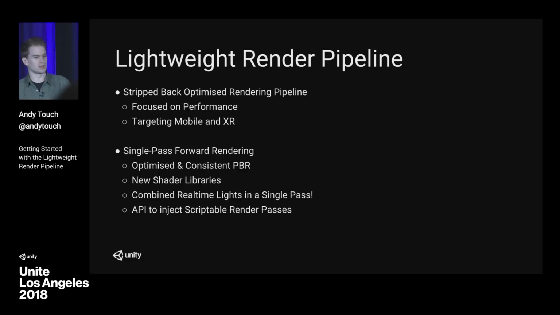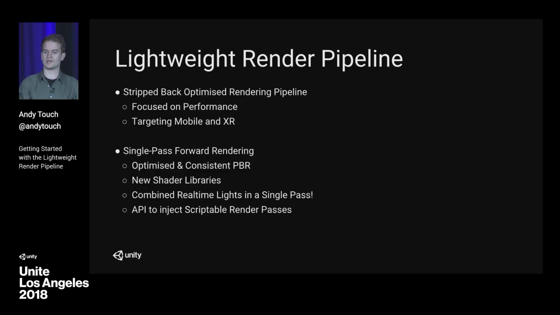At a high level, the lightweight render pipeline is a stripped-back, optimized rendering pipeline focused on performance and targeting mobile and XR. But it's also capable for pretty much every other platform, like console and things like that. It's a single pass forward renderer, and it's optimized in consistent PBR. I'm sure some of you have used the standard shader and lights, and then you build to mobile, it looks completely different, and you're like, why is it doing this? So it's been made to be more consistent.